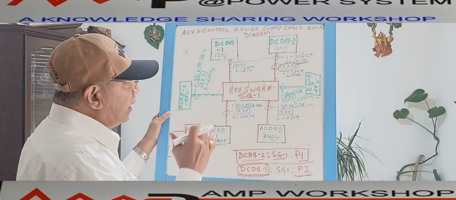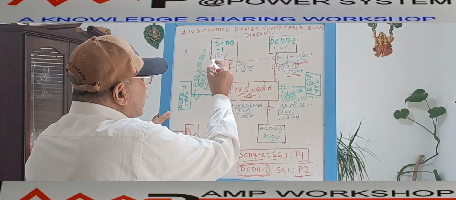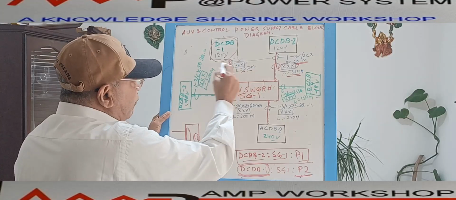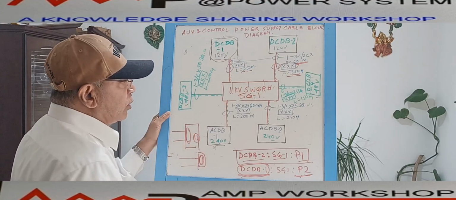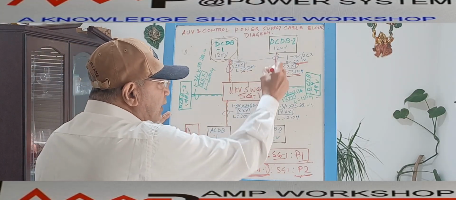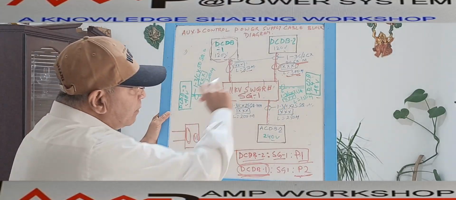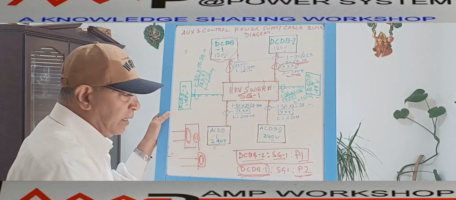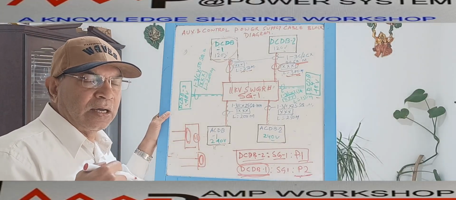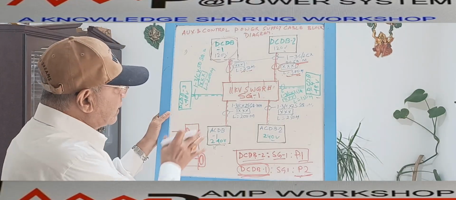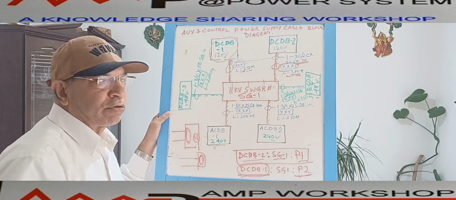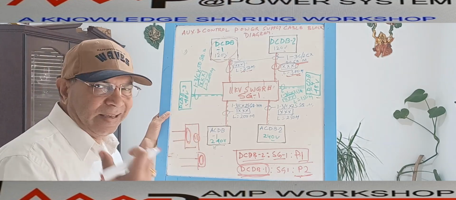If any one of the cables fails, suppose this DC-DB power supply for any reason, UPS, battery or the cable failed, then immediately the other supply will take the panel supply. So there is an auto changeover scheme inside the panel. We'll discuss how the DC supply auto changeover takes place inside the panel through the relay scheme in the next video.